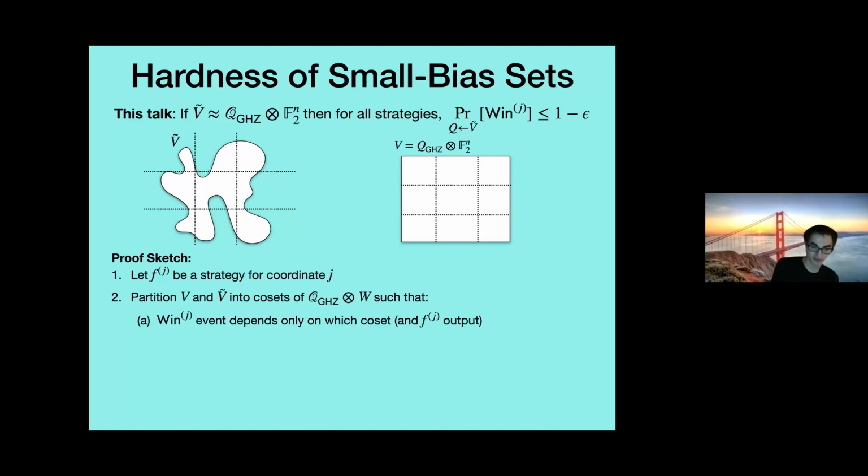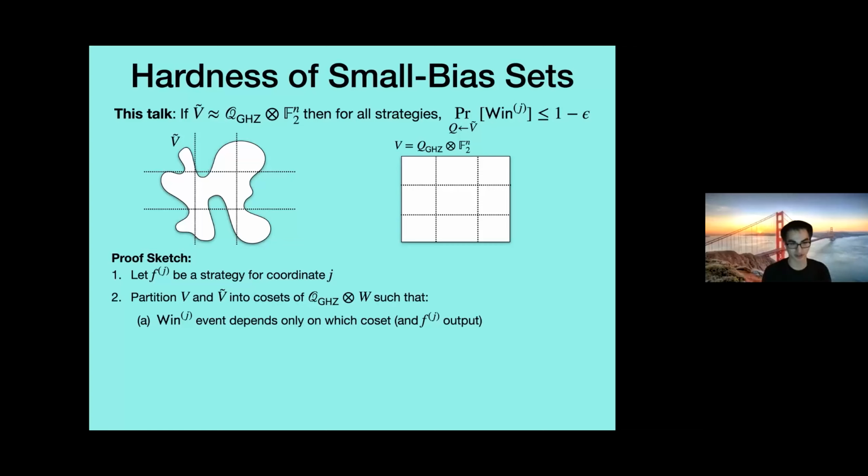This partition is going to have two properties. The first property is that the goal of this whole proof strategy is to take a coarse-grained view of the small bias set and just look at which coset we're in. So we'll set things up so that, first of all, the event that we care about, which is whether or not you win in a particular coordinate, only depends on what coset you're in, and also the output of the strategy in that coordinate.